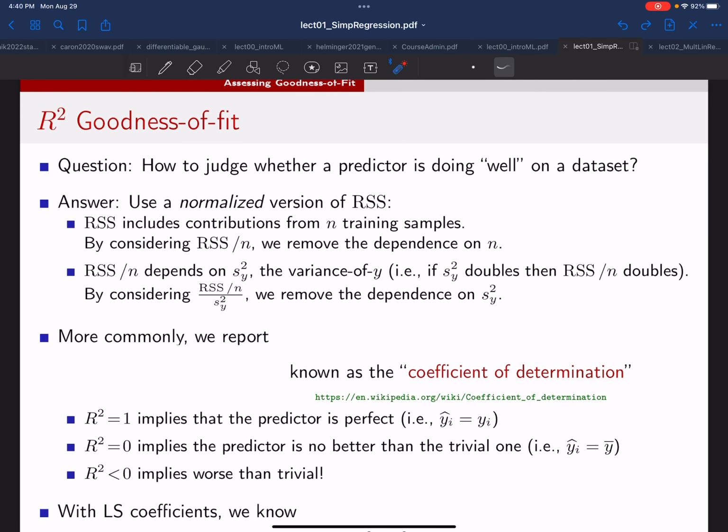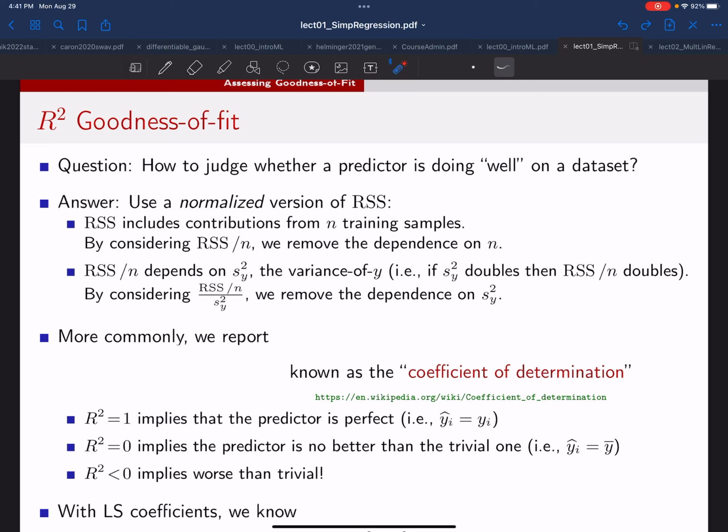So for linear fits, what people always seem to use is this thing called R squared. I'm going to describe R squared in a simple way. There's a much longer and more complicated explanation which you can find at this Wikipedia page, but let me describe it in what I think is a simpler way. Again, our objective is to judge whether a predictor is doing well.